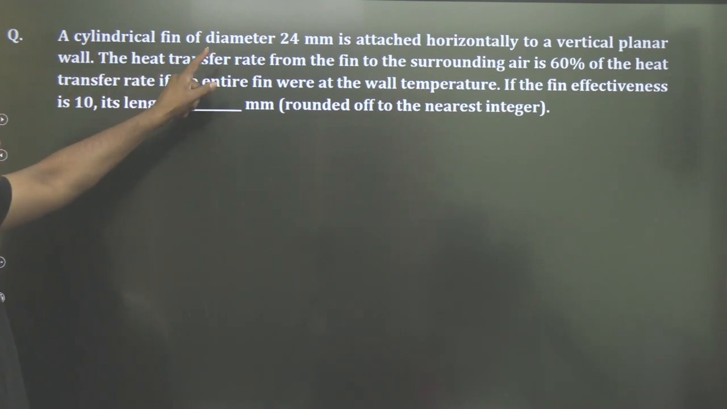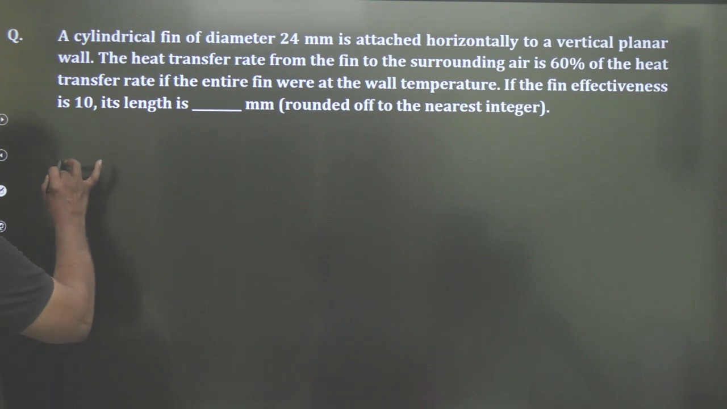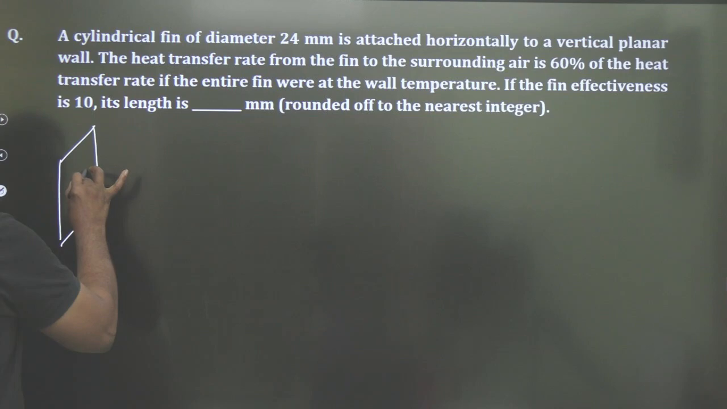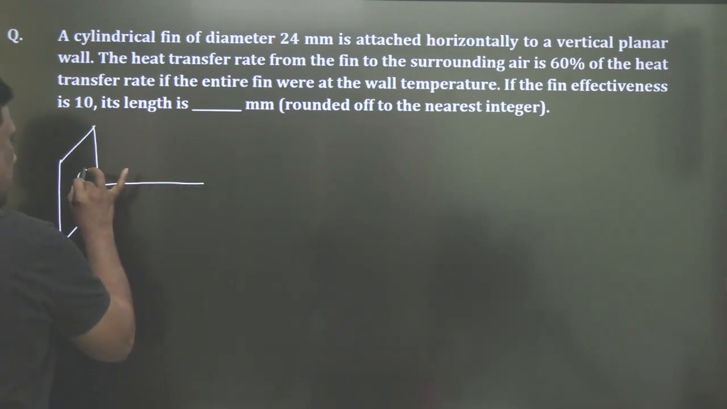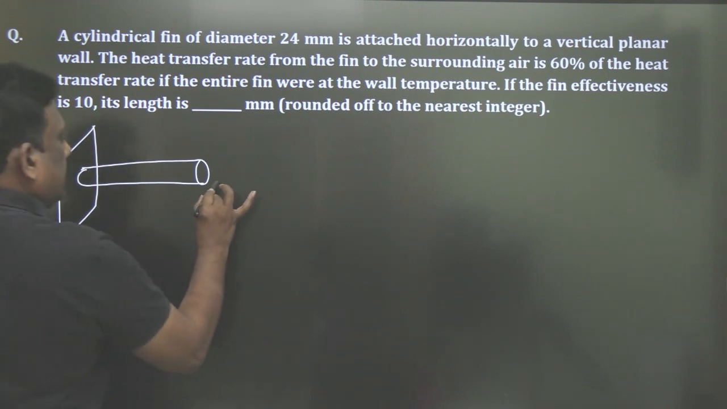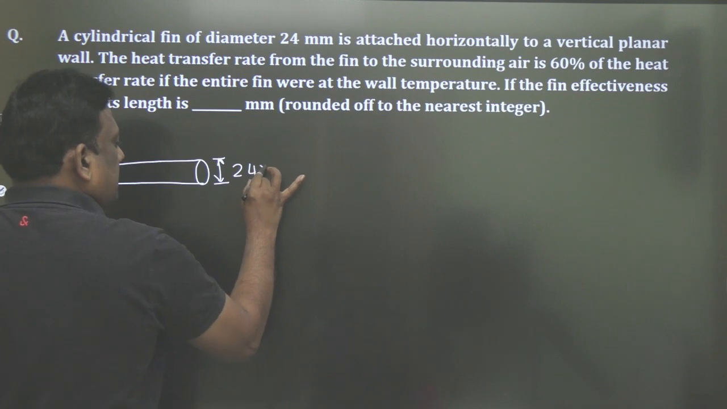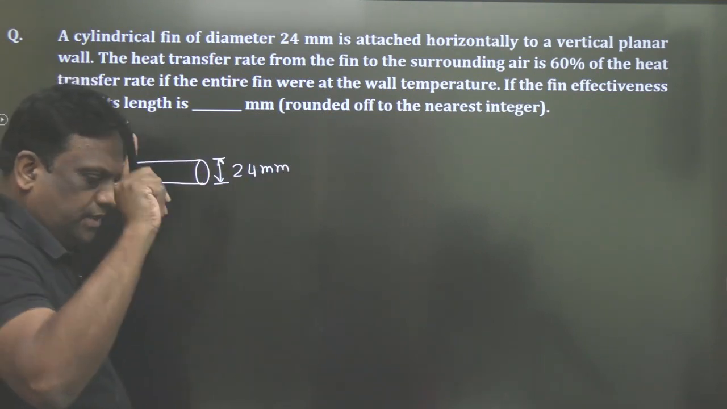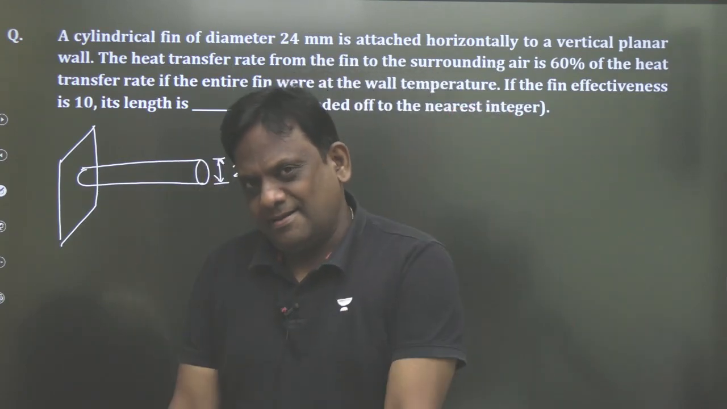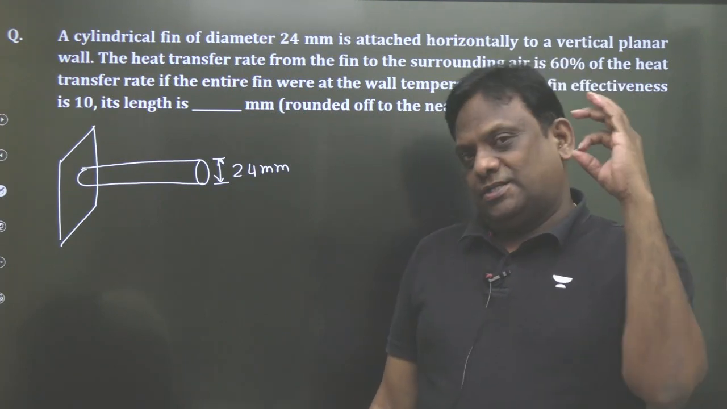A cylindrical fin of diameter 24 is attached horizontally to a vertical wall. There is a wall. To this wall, a cylindrical fin is attached. And the diameter of this fin is given as 24. This is a very good question, sirs. I'll tell you what the problem is. Finally, you may give the answer, but there is a small trick in this problem.